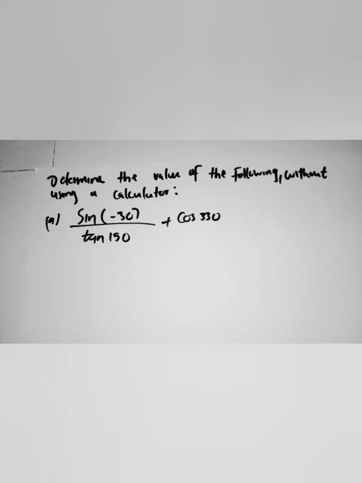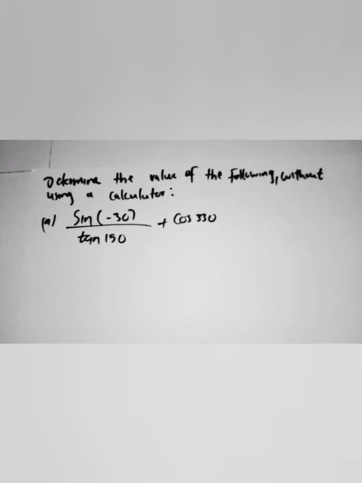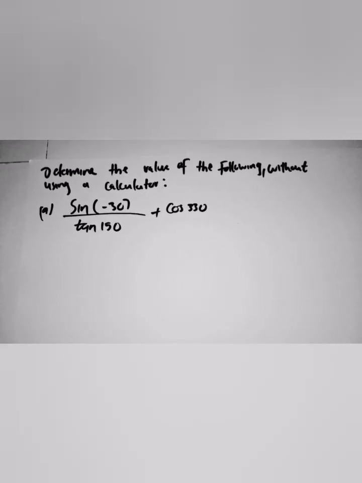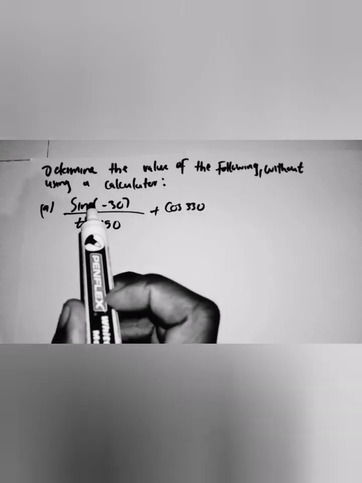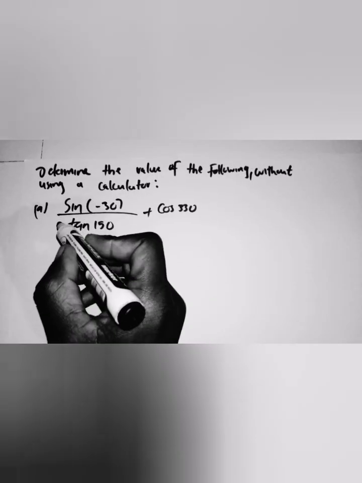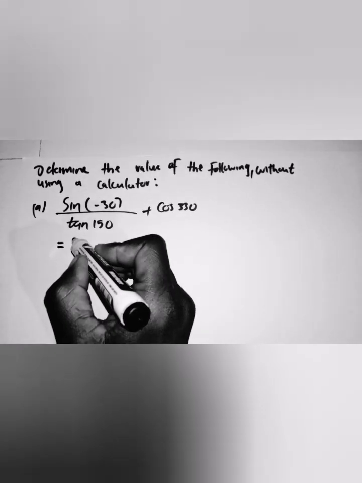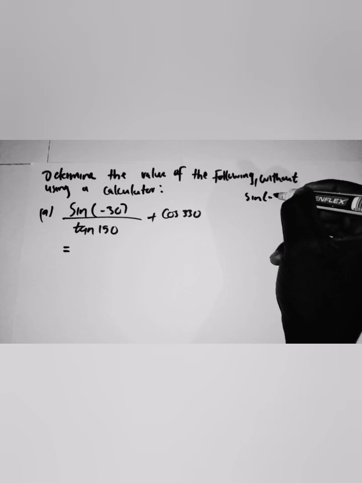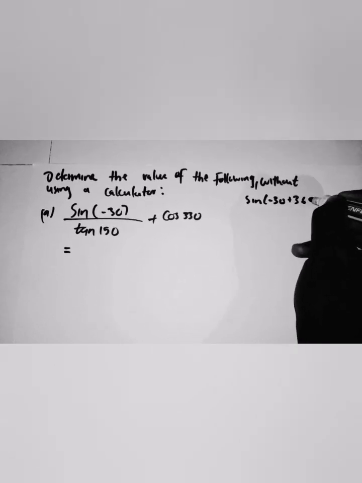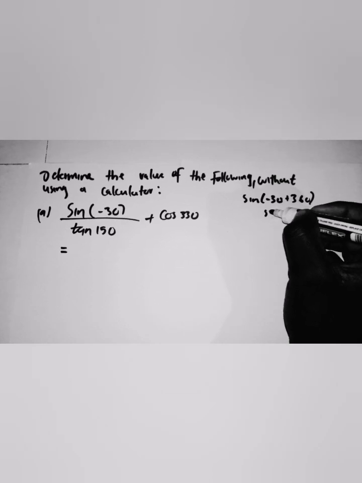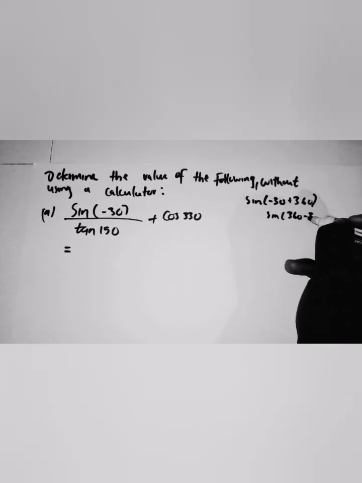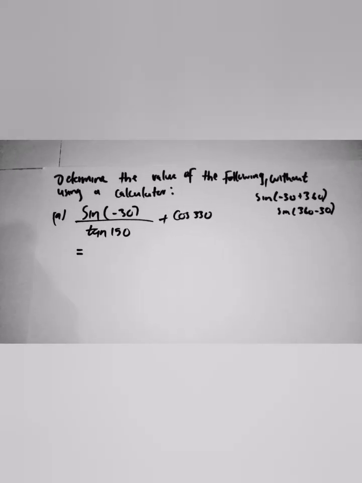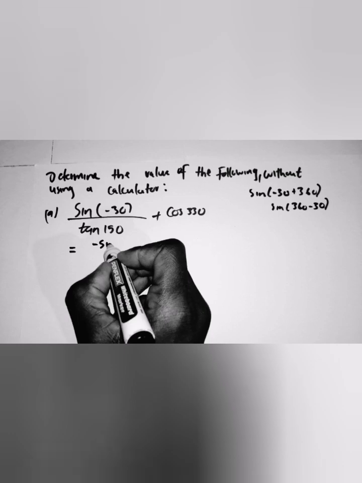Okay, determine the value of the following without the use of a calculator. When they say without using a calculator, it means that you must use special angles. So sine negative 30, that's the fourth quadrant, because we're dealing with a negative angle. Remember I told you about something minus 30. You sum the 360 there, then you say sine of 360 minus theta, and that's the fourth quadrant, where sine must be negative. So that is why we'll have negative sine theta.